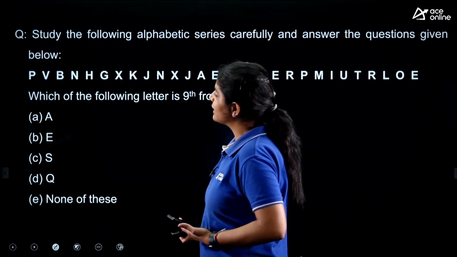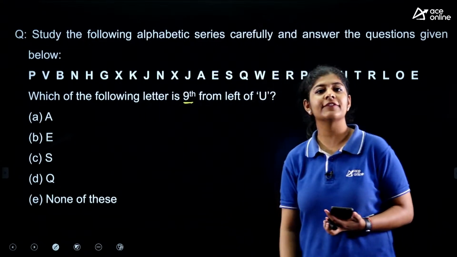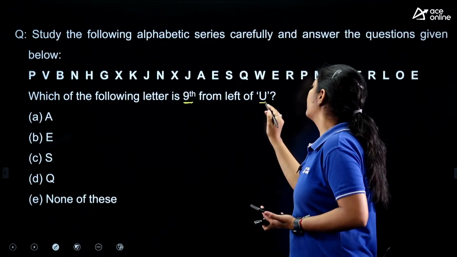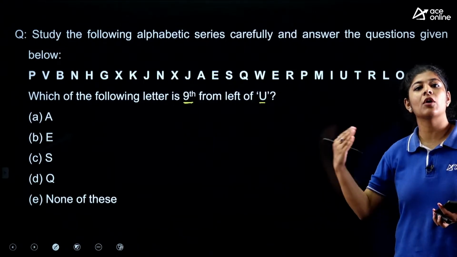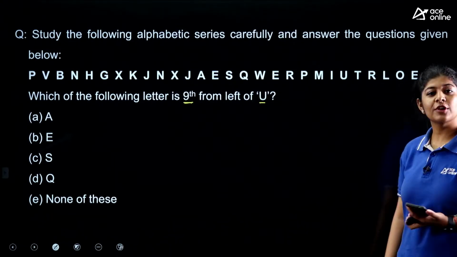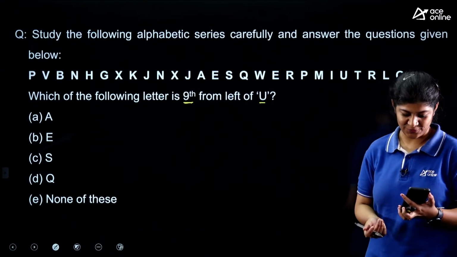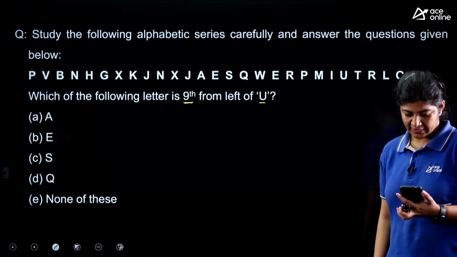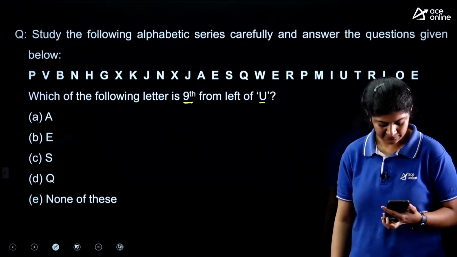So the next question says: which of the following letters is 9th from the left of U? What we have to do? We have to find the 9th letter to the left of U. So first you need to determine which is your left direction and accordingly you need to answer the question. Okay, Litika, option number E. I guess that's for the previous one.